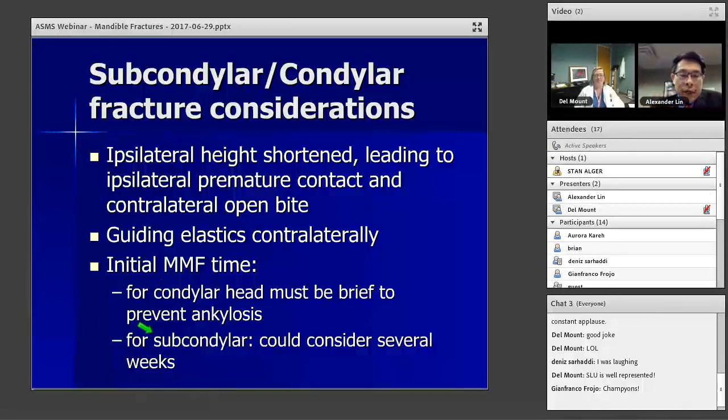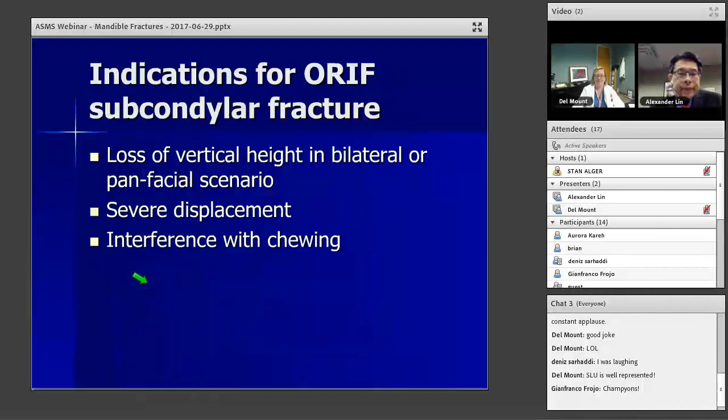For a subcondylar fracture, depending on the degree of it, you could consider a couple weeks, not the whole 3 to 4 weeks, maybe a couple weeks, and then guiding elastics. And you have to shorten these times clinically if it's a child, because a child's going to heal much faster.